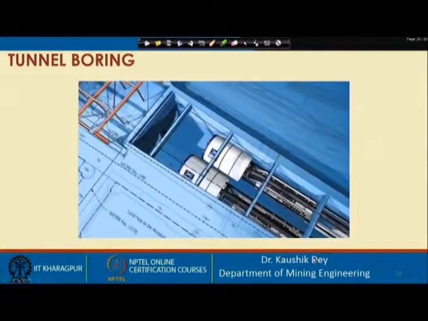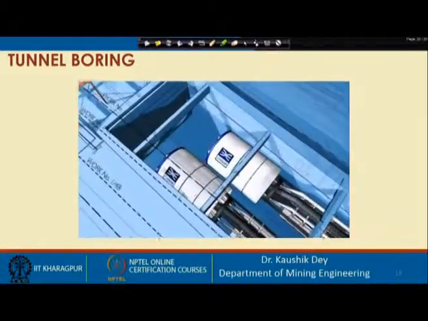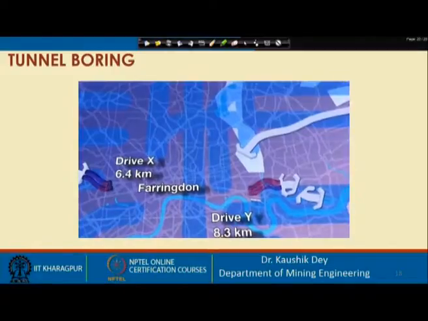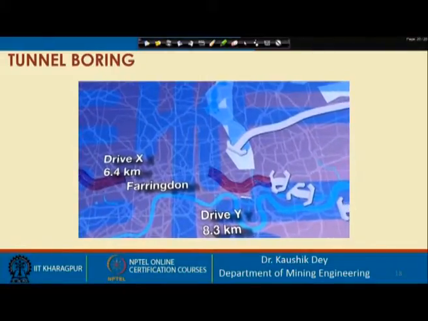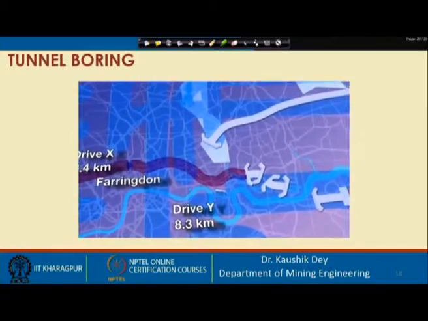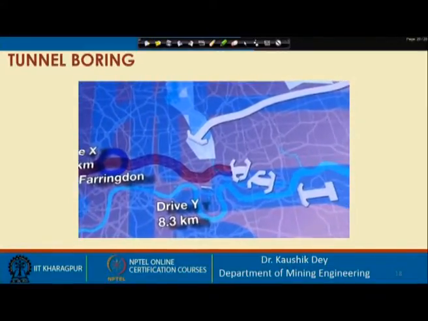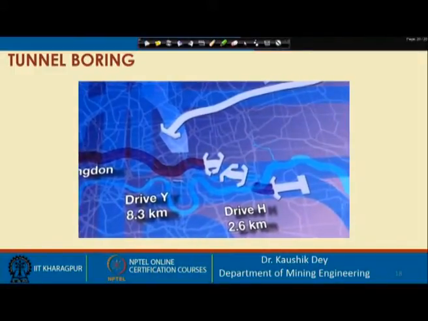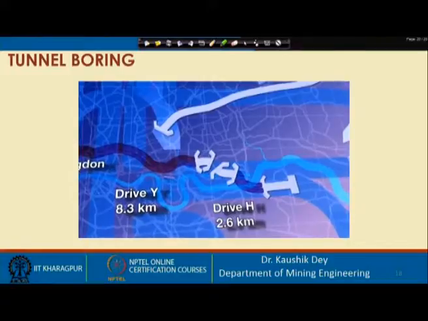So, this is the Crossrail project, showing how the TBMs work. The first pair of TBMs, Phyllis and Ada, will construct Drive X, travelling from Royal Oak to Farringdon. A second pair of TBMs, Elizabeth and Victoria, will construct Drive Y, moving in the Limehouse direction in Docklands and heading to Central London. A further two TBMs, Mary and Sophia, will construct the tunnels.